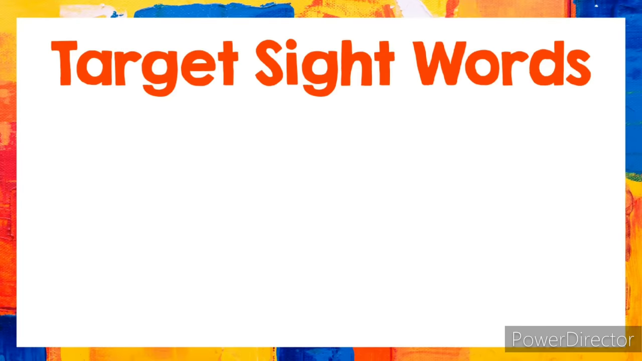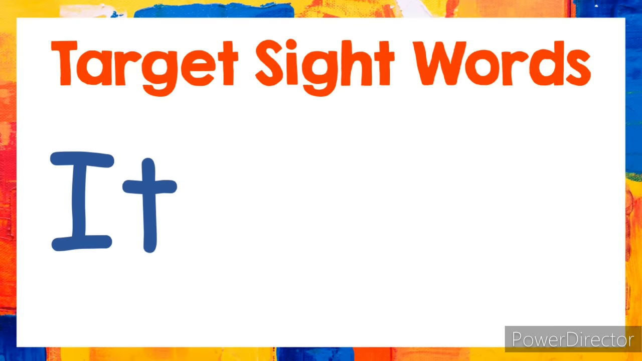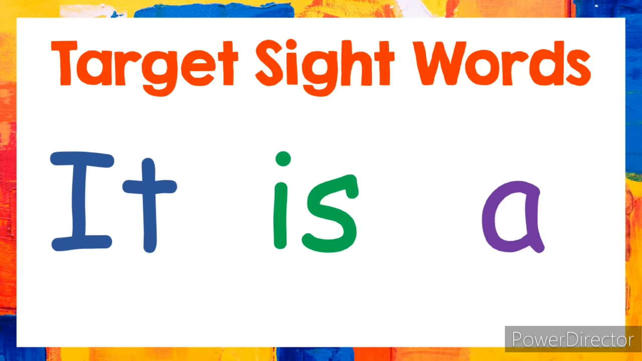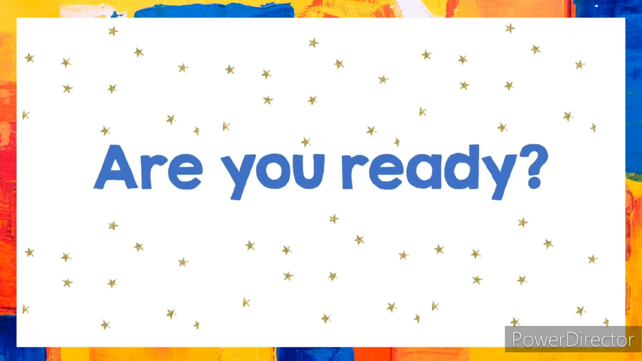We will also target the sight words "it," "is," and "a." Repeat after me. It is a. Great job! Are you ready? Let's begin.